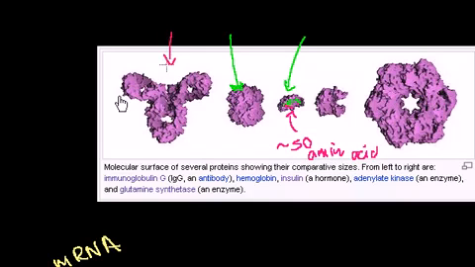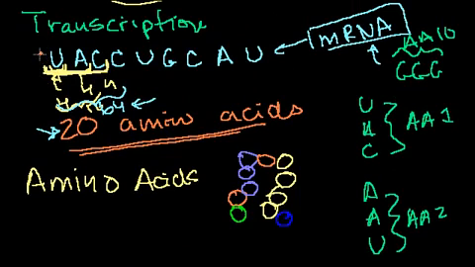This right here, immunoglobulin G, which is part of our immune system, is roughly 1,500 amino acids. So how much DNA, or how many base pairs, had to code for this? Well, 3 times as much, right? Because you have to have 3 base pairs that code for 1 amino acid.